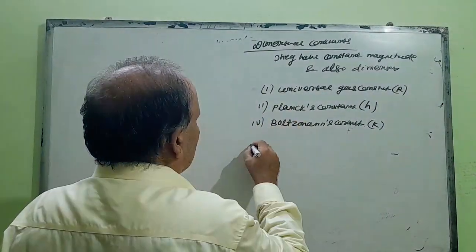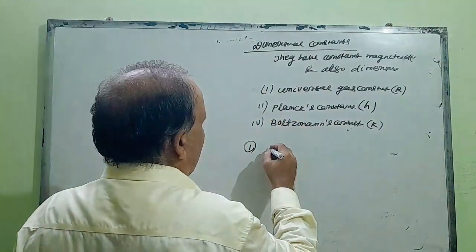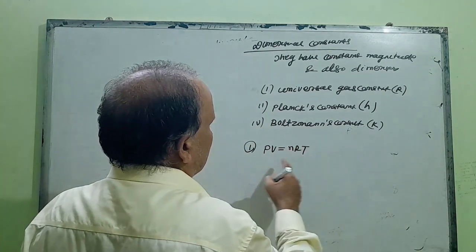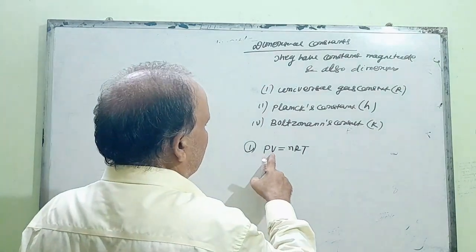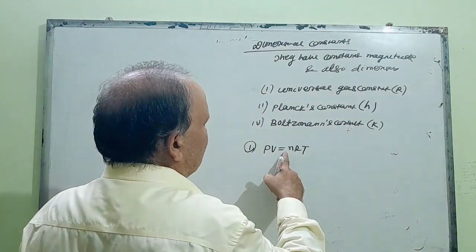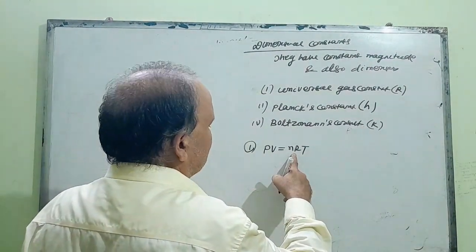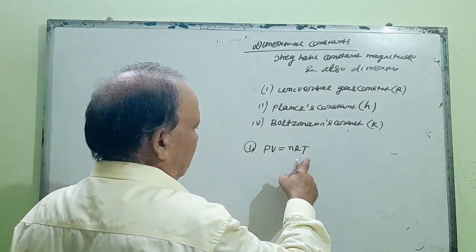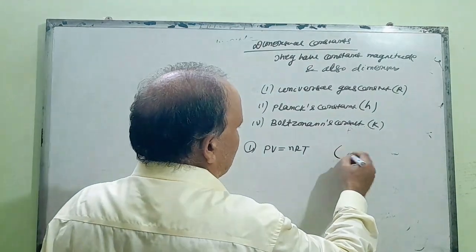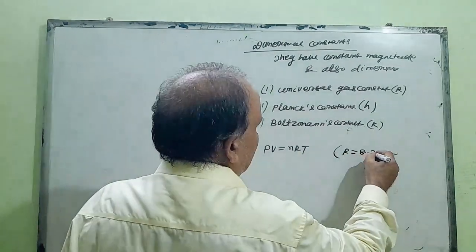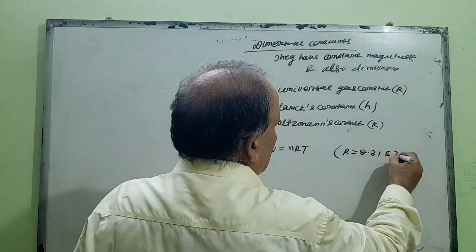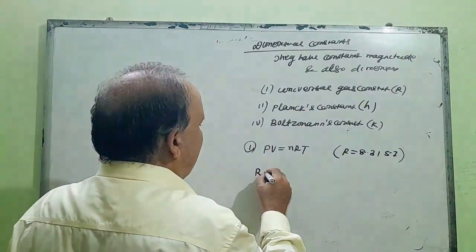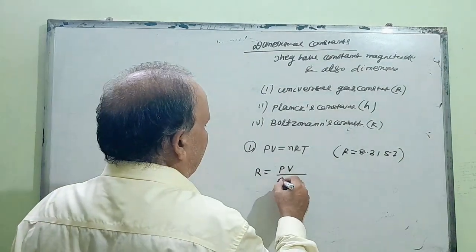You remember this equation, PV is equal to nRT. What is P? P is pressure, V is volume, n is the number of moles, R is the universal gas constant, T is absolute temperature. You see, R is equal to 8.31 SI. So we find the dimension of R. R is equal to PV by nT.